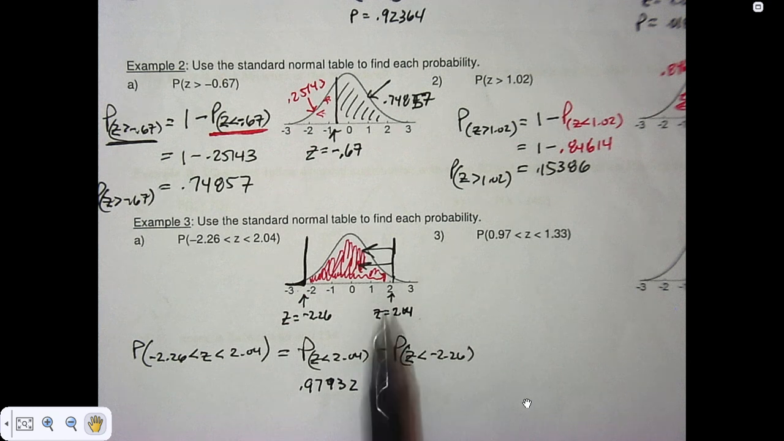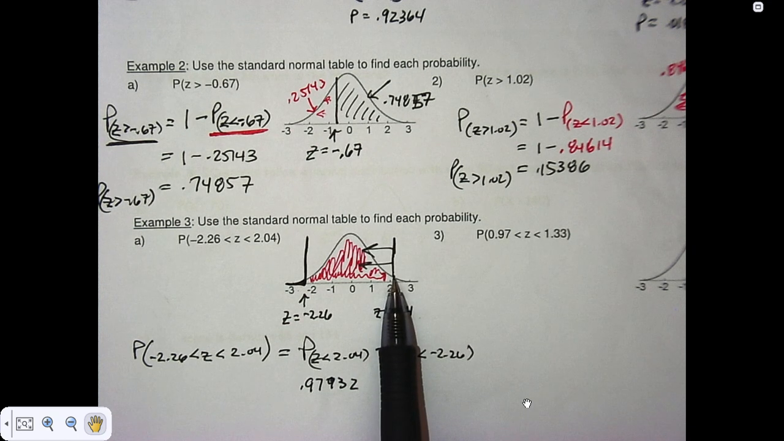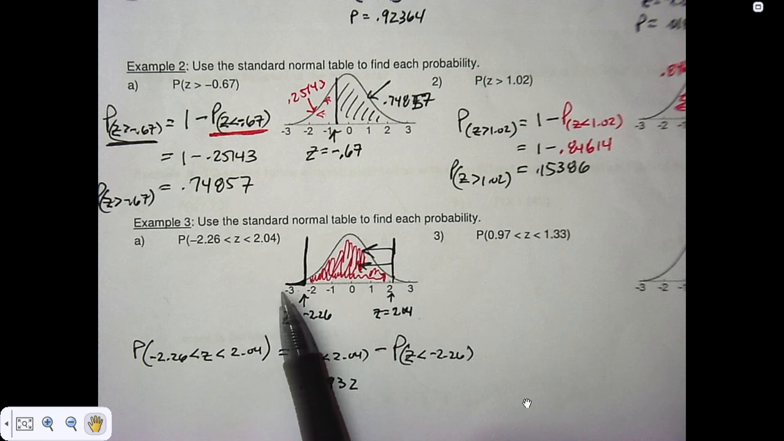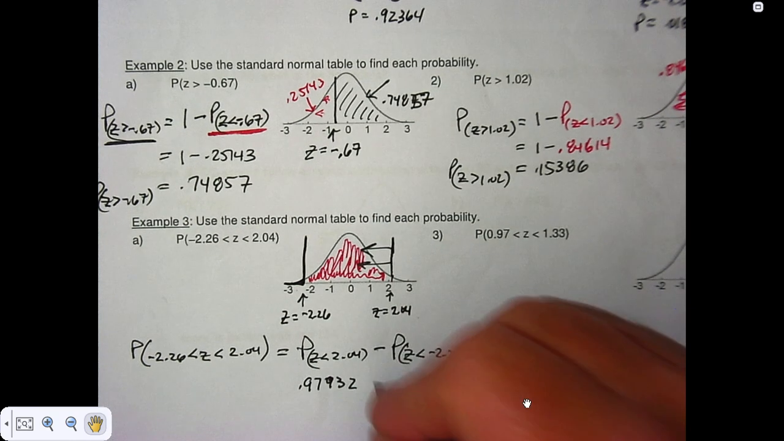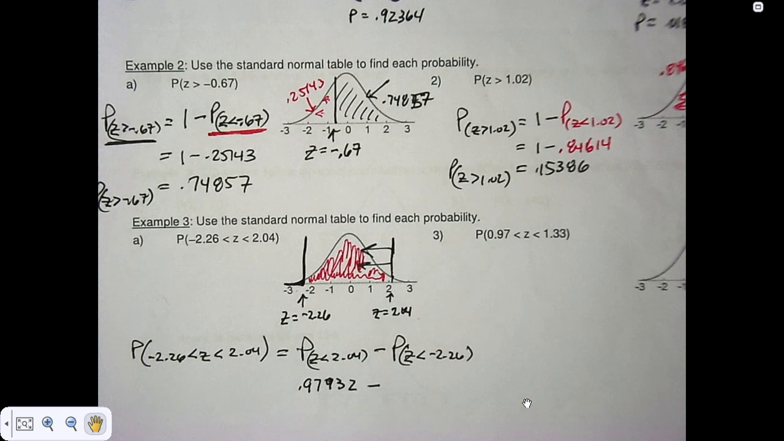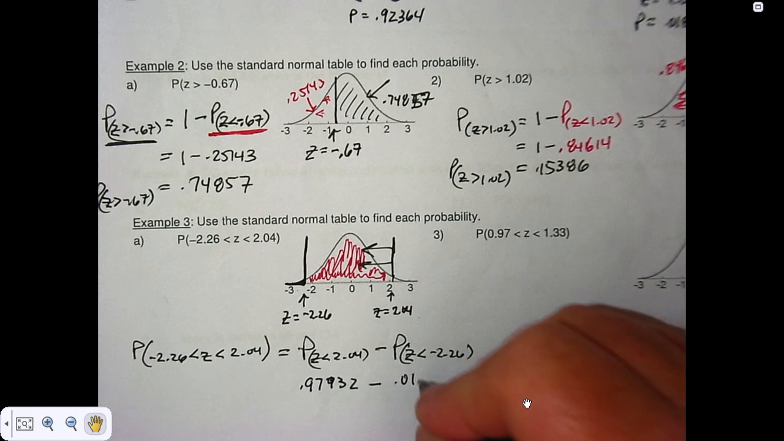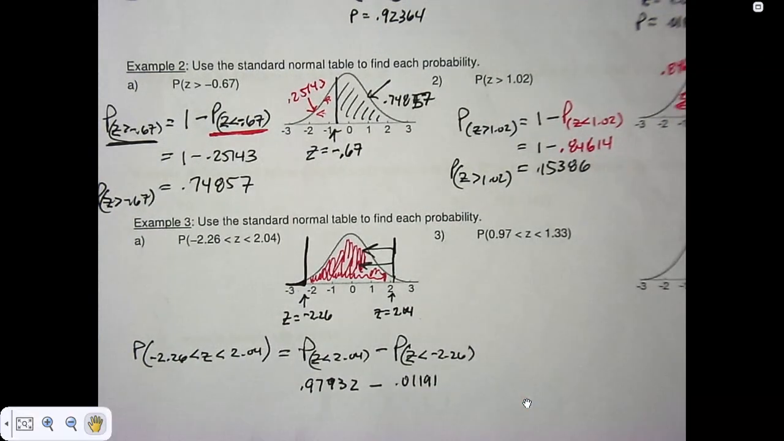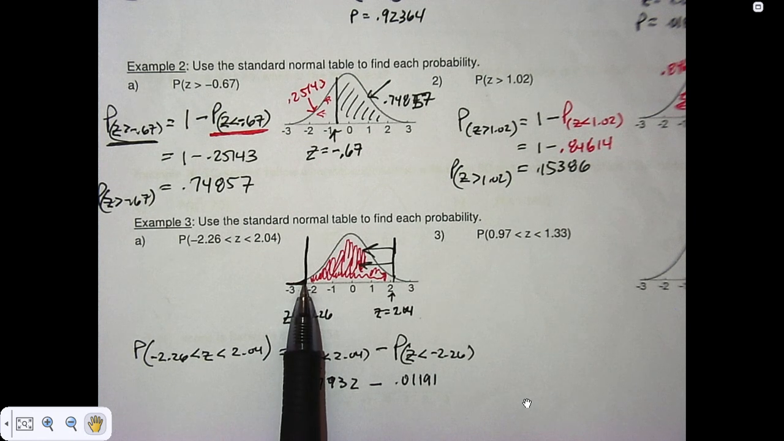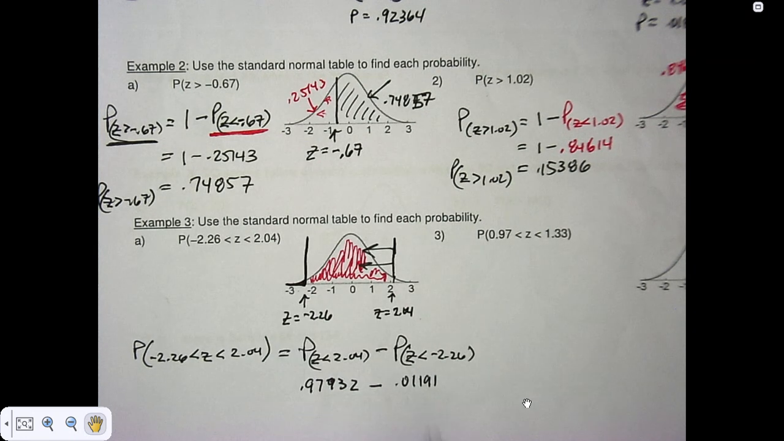And that should make sense. All of the curve to the left of this line is about 98% of the curve. So very little in front of that line. Everything behind it is about 98%. Then I'm going to subtract off a z-score of negative 2.26. Negative 2.26 is 0.01191. Okay, and that's here. That's just that little sliver of the curve that was solidly black. That's 1% of the curve.